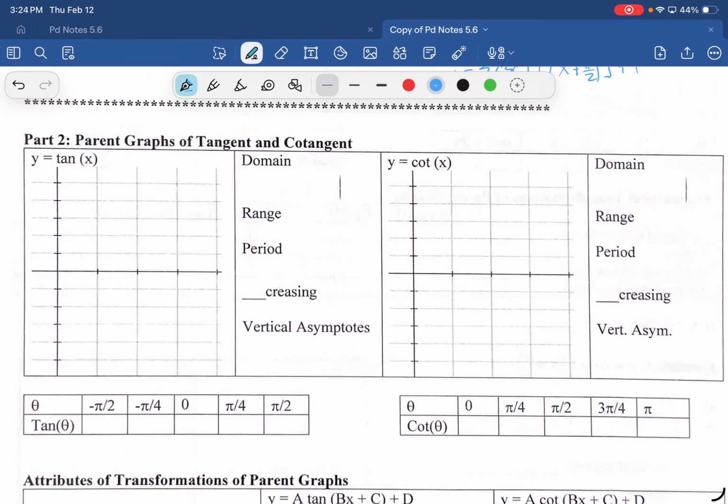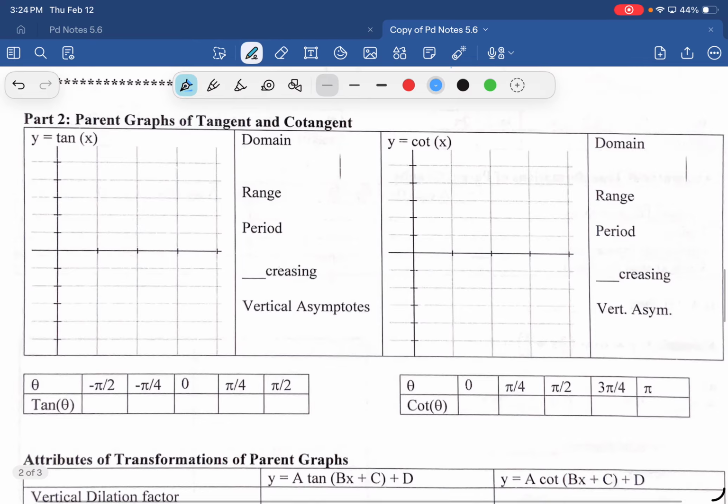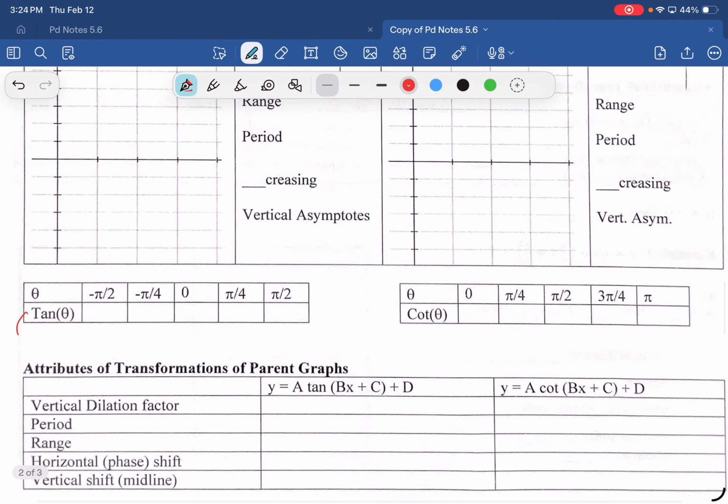Tangent, and you'll see in a few minutes cotangent as well. Range is all real numbers, negative infinity to positive infinity. It's going to do 2 times. The parent graph period for tangent is pi. This graph is increasing from left to right.